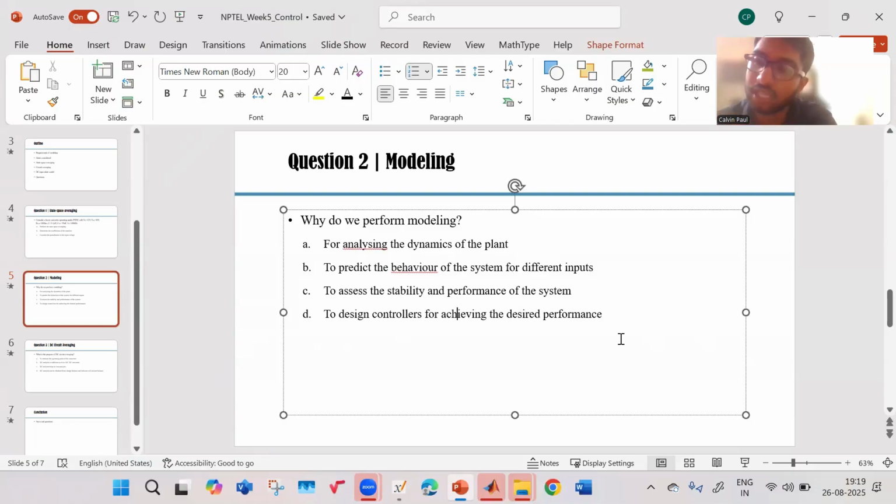Okay. So for that, we do modeling. And modeling takes a lot of time, takes a lot of patience as well, right? But it's very important.